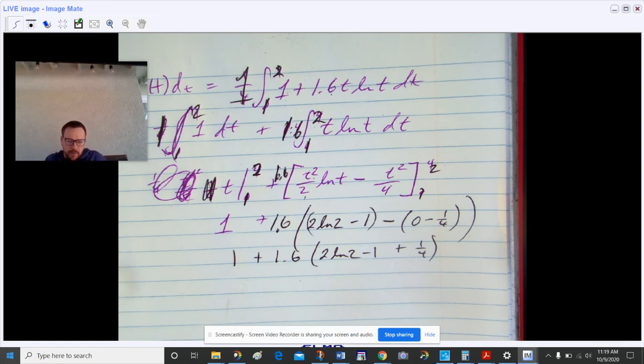Because why would we do integration by parts if we had a calculator, right? So yeah, we'd want to stop there.